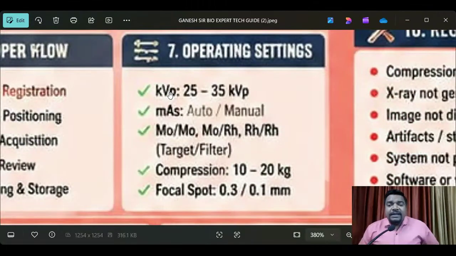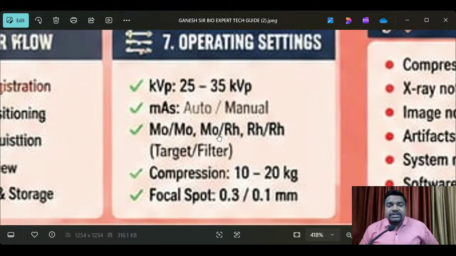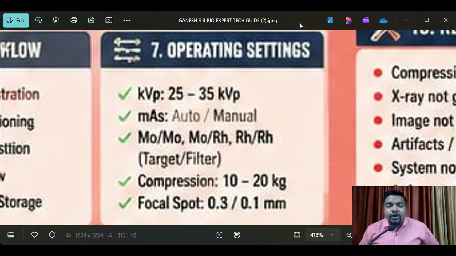Now come to the operation settings. I brought these settings because we attend complaints several times, resolve the issues, and sometimes follow up with the original equipment manufacturers. So that is the reason.